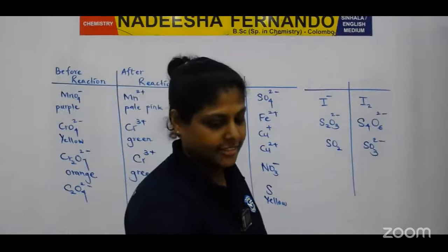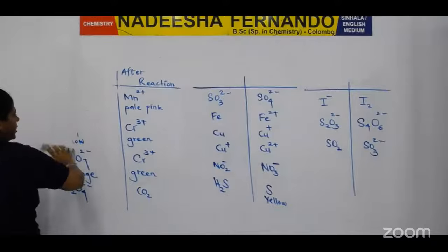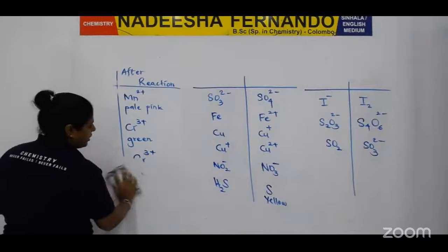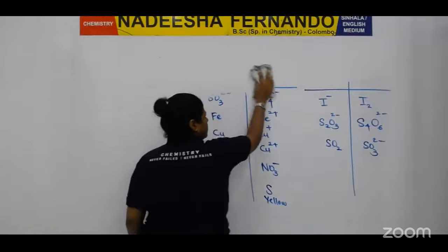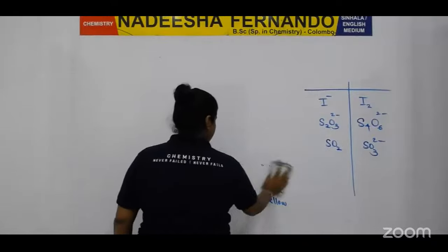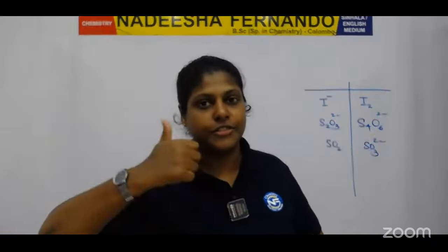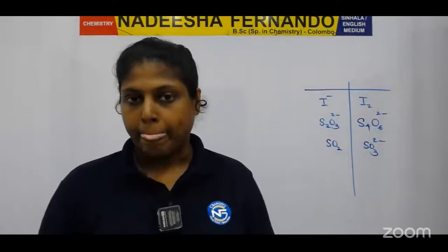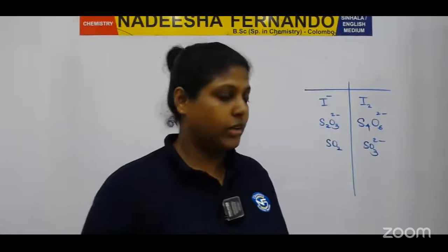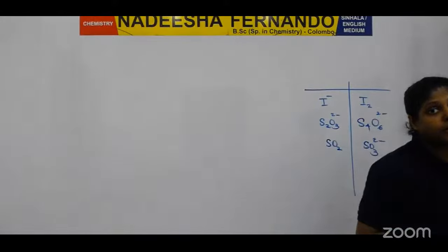Completed? Right. Then I am going to explain how to get the reactions. We have three types of reactions. The first one we call half reactions. The second one we call ionic reactions. The third one we call chemical reactions.